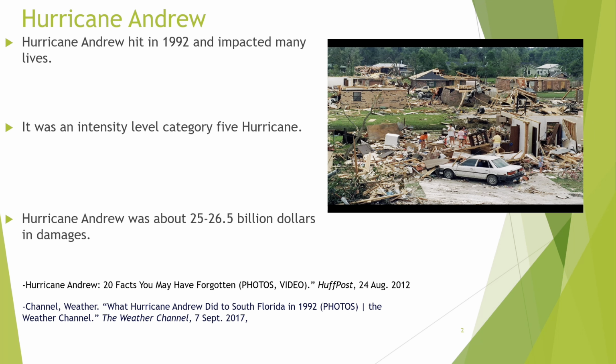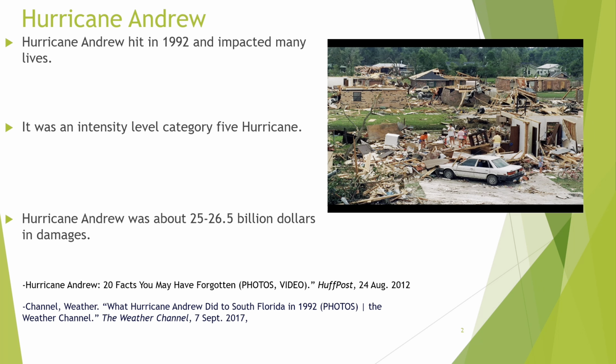Hurricane Andrew was a Category 5 intensity hurricane, which is the highest intensity level for a hurricane. The winds got up to 160 miles per hour. Overall, after everything was over, the total cost of damages was around $25 billion.